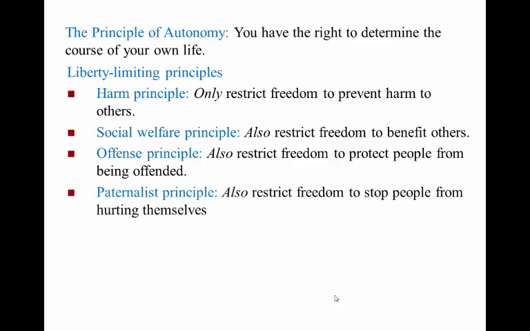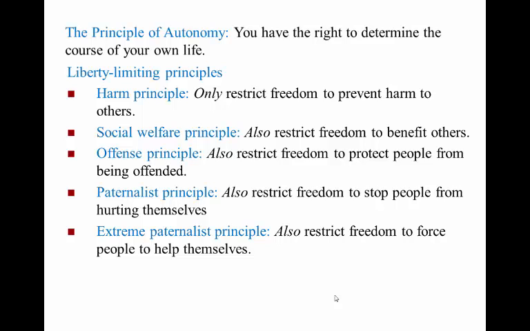The main contrast, though, to the harm principle is the paternalist principle. It says that you can also restrict freedom to protect people from hurting themselves. Laws requiring people to wear seat belts or helmets when riding a motorcycle are typical examples here.